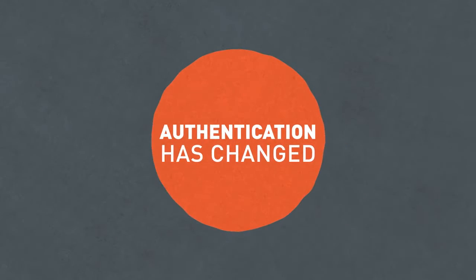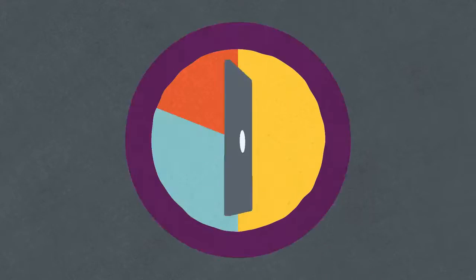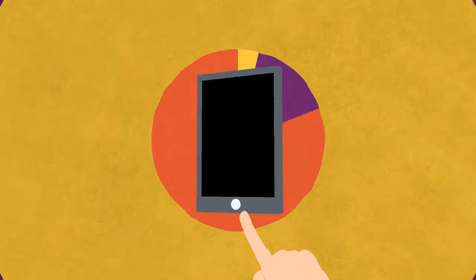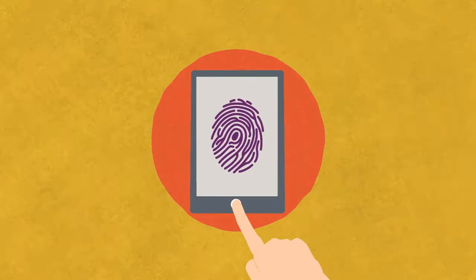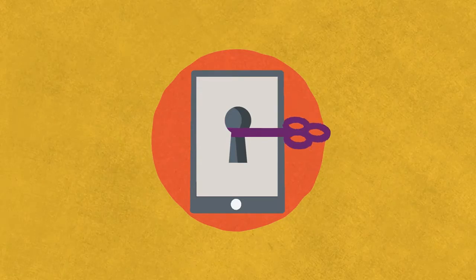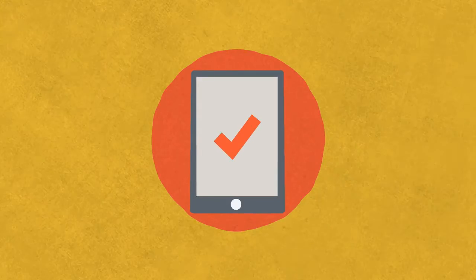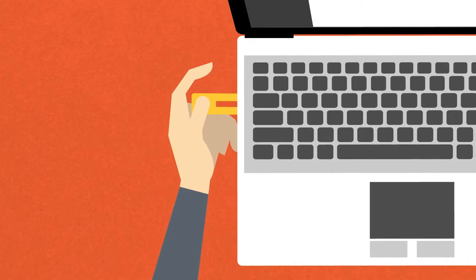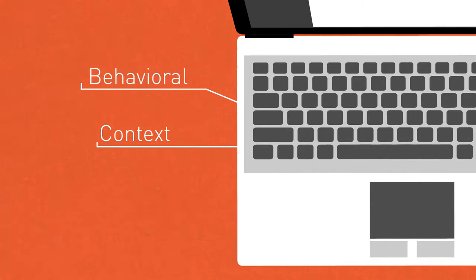So authentication has changed. With a token, password, or fingerprint, authentication was a simple decision. The system validates your identity and either allows or denies access to an application. Pretty simple. But good old tokens are being replaced by other types of authentication, such as context, behavioral attributes, and mobile attributes. You're probably thinking that this is old news.